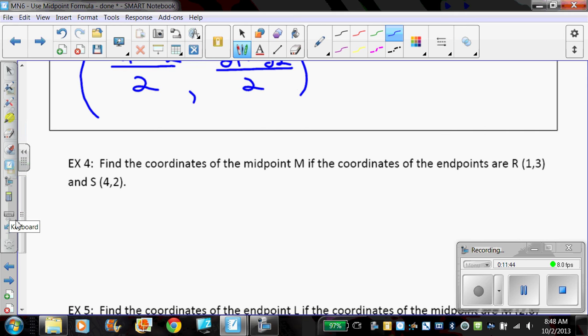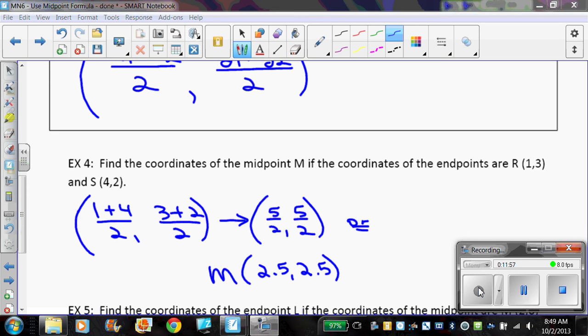Now example number 4 is just practicing exactly what we just did above without a graph. I'd like you to use the midpoint formula or just your averages to find that midpoint. I'm going to pause the video, you do it, and then from there check to see if you're right. So pause the video right now, please.